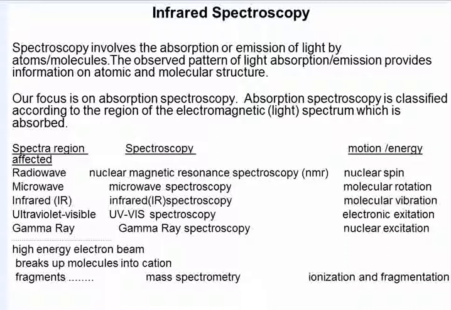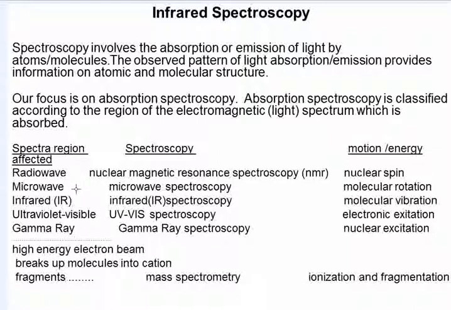Absorption spectroscopy is classified according to the region of the light spectrum which is absorbed. We actually show here a number of different types of spectroscopy that see practice in the chemistry laboratory. We have, for example, radio wave spectroscopy. That kind of spectroscopy involves absorption of light in the radio wave region.